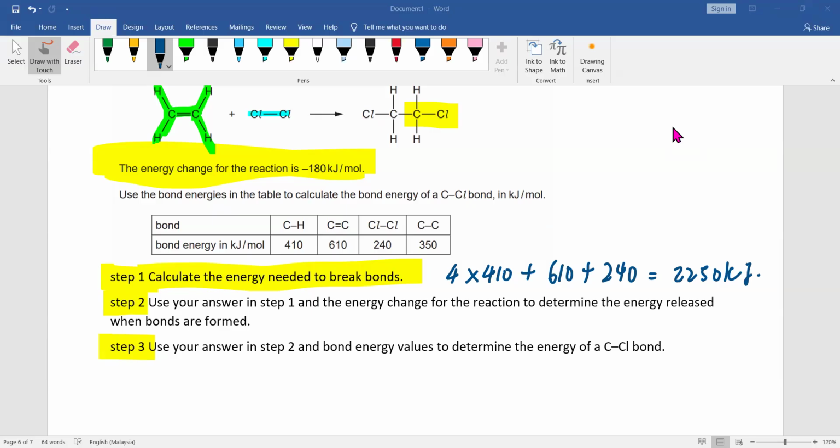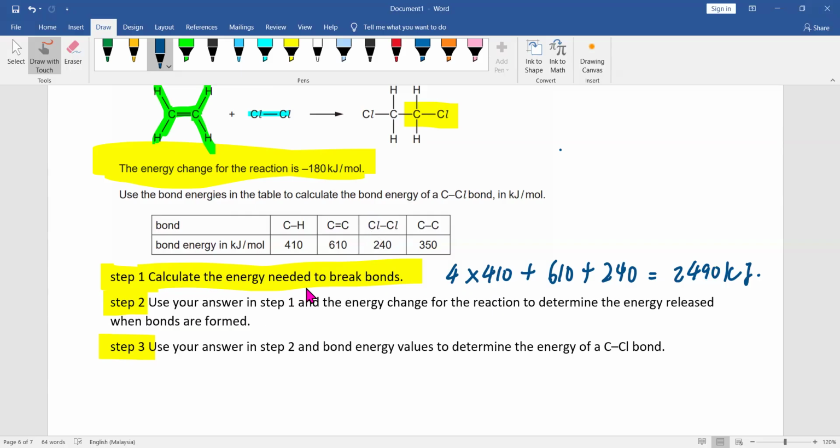I count 4 times 410 plus 610 plus 240. 2490. All of you count now. I asked whether everybody got the same answer. 2490. Okay, thank you. All right.